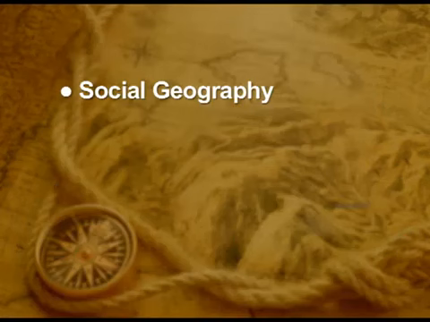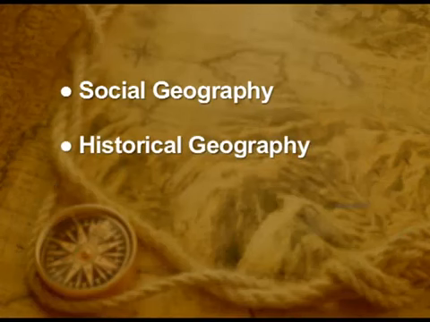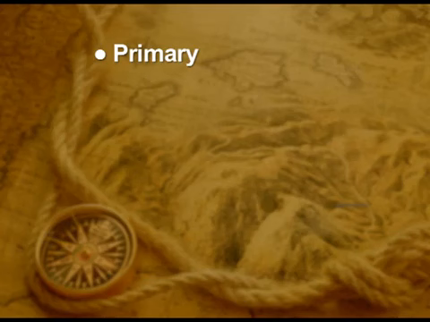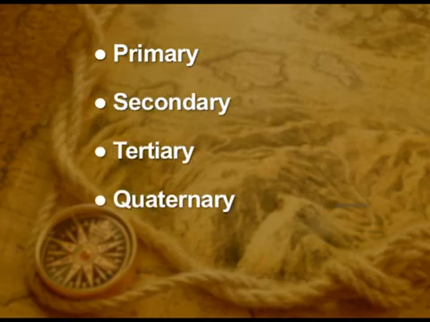In the following lectures, we will study the sub-branches that are highlighted in the given table. It shows social geography, historical geography, rural and urban population and settlements. Also, we will learn about the primary, secondary, tertiary and quaternary activities practiced in different parts of the world.